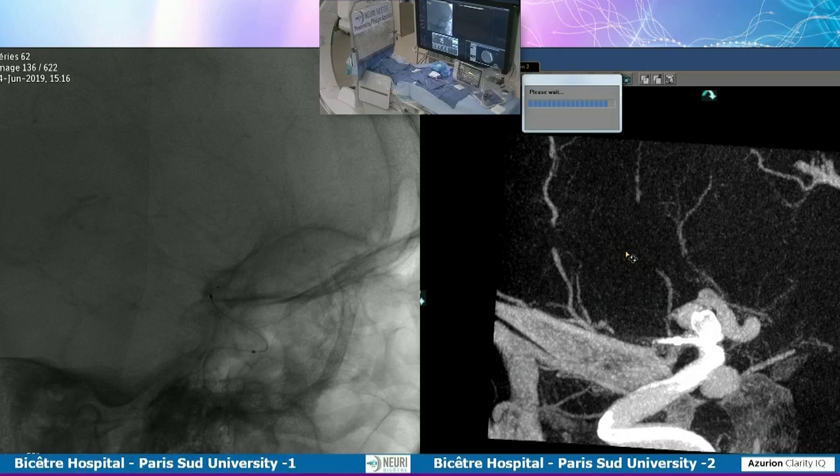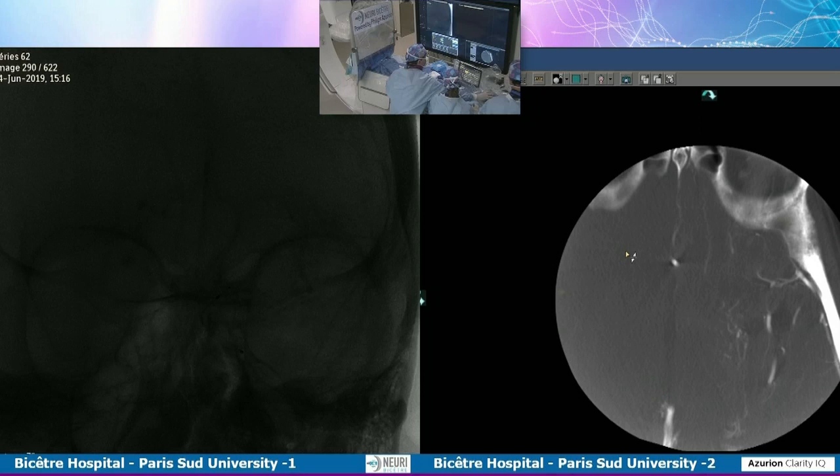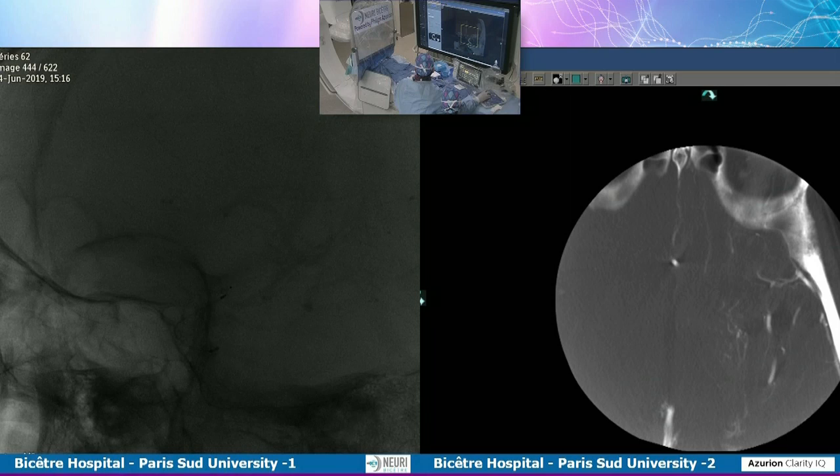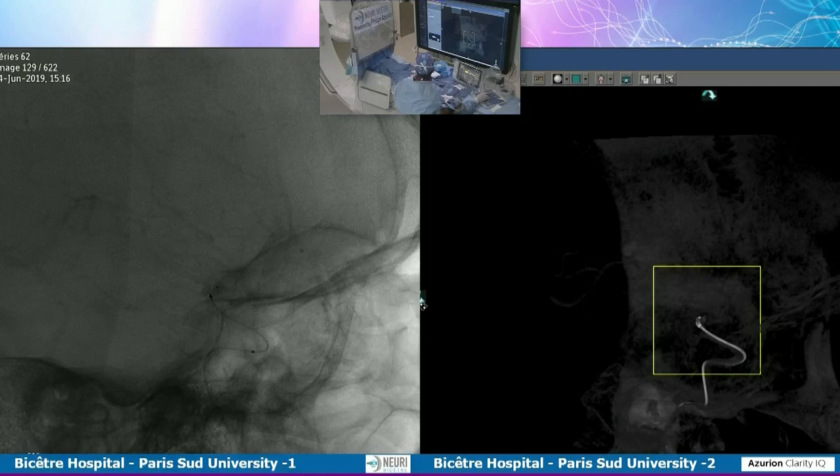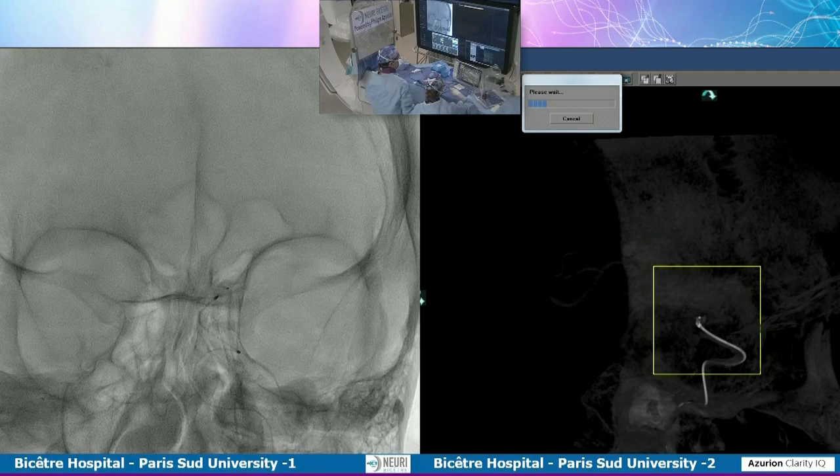Most of the time, when you have a recurrence, it's not necessarily because there is a big compaction of the web. It's because probably the web has moved a little bit or tilted a little bit in the sac. But very frequently we see compaction of the web and nothing happened at the neck or very little at the neck, and you have the concave shape of the device, which is a normal anatomy after that. So the compaction is not necessarily related to recurrence.